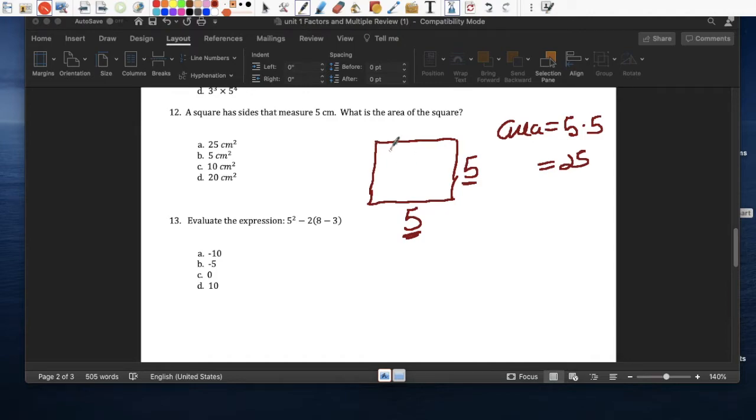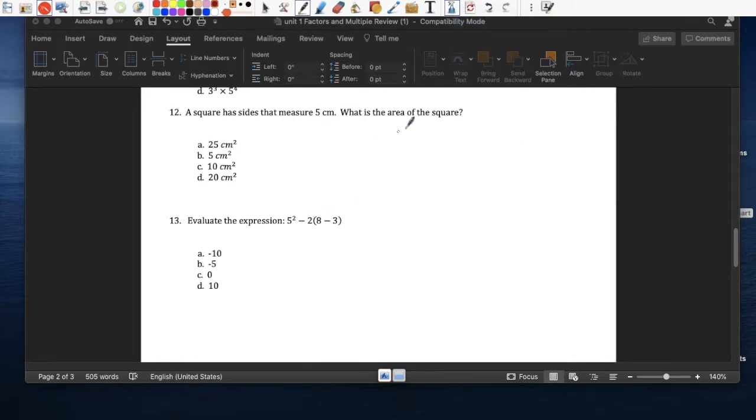Okay, that basically means that's whatever unit this is. 1, 2, 3, 1, 2, 3, 4, 5. How many little squares do we have inside? We have 1, 2, 3, 4, 5, 6, 7, 8, 9, 10, 11, 12, 13, 14, 15, 16, 17, 18, 19, 20, 21, 22, 23, 24, 25. And that's why our answer is 25 units squared. Okay, and in this case, it's A.